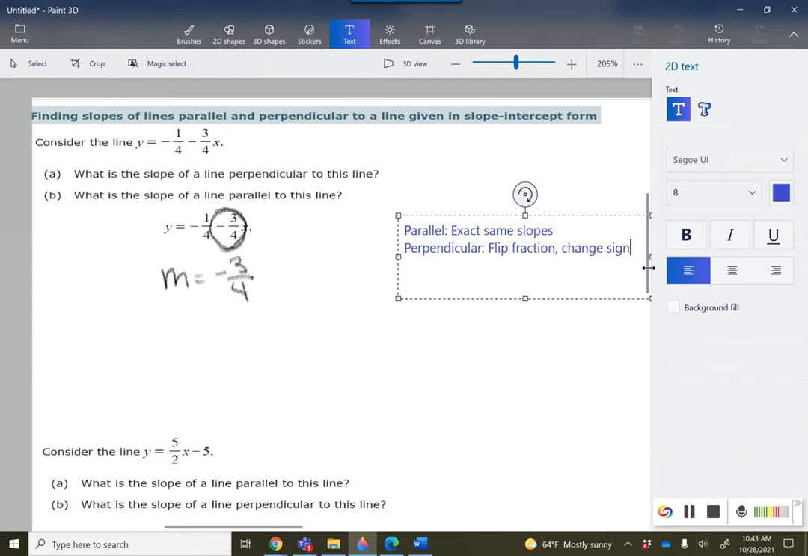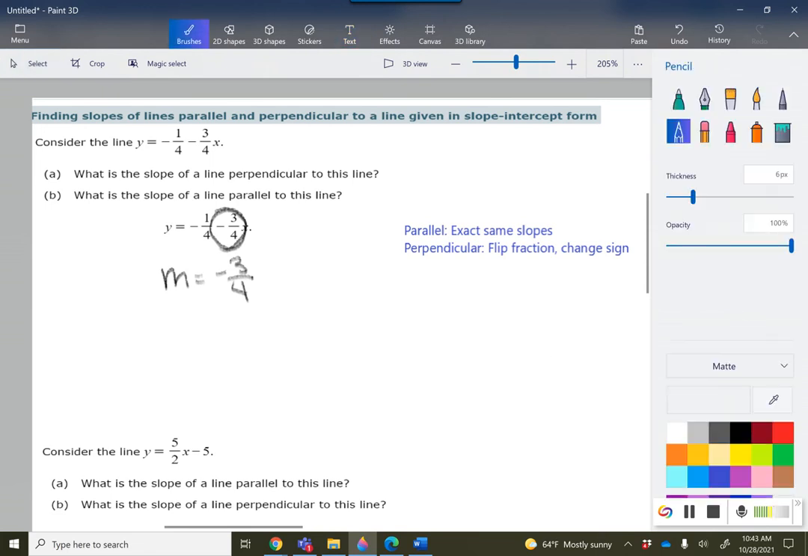So for parallel, we're going to do the exact same slope. So B is where parallel is. You've got to make sure you watch that too. They flip-flop which one comes first. B, you're not going to do anything. You're just going to write down the slope as it was.